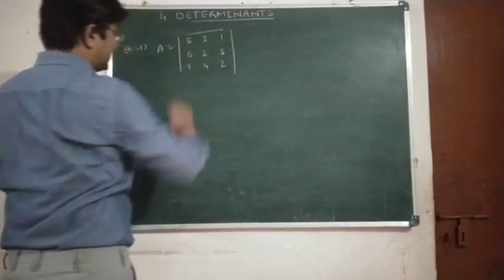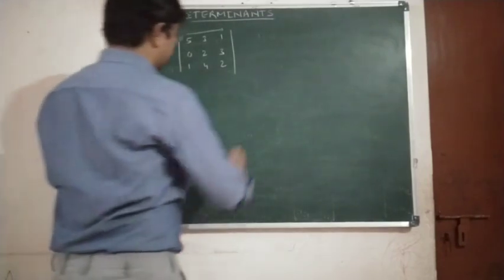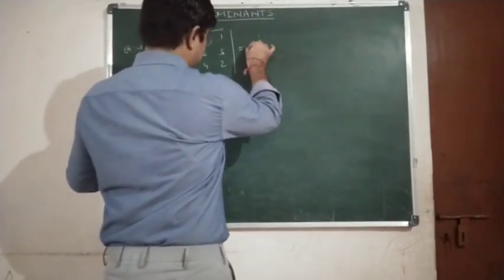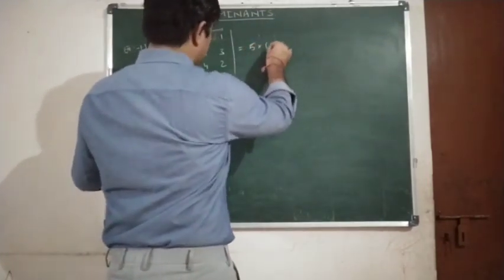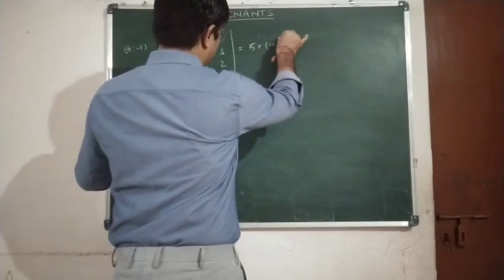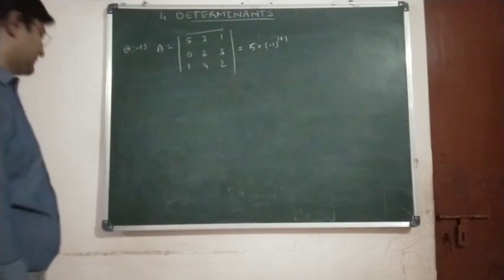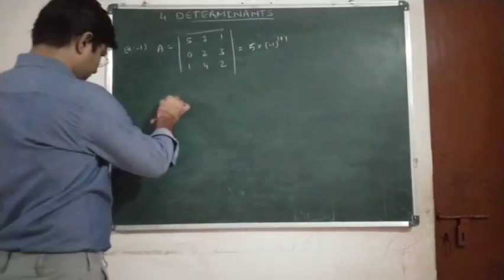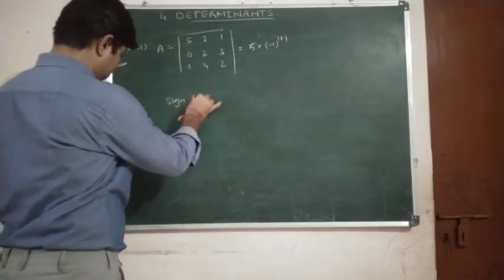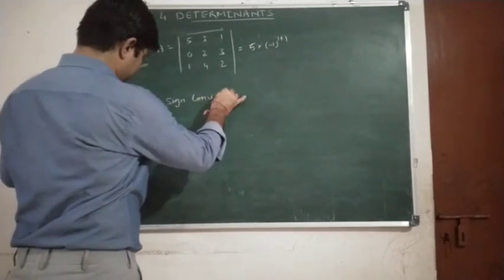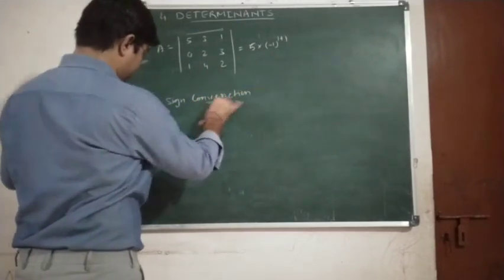Let me expand this along the first row. So as I told, 5 into minus 1 raised to 1 plus 1. Yes or no? Or you can remember the sign convention. Okay, you may note down this sign convention for expansion.